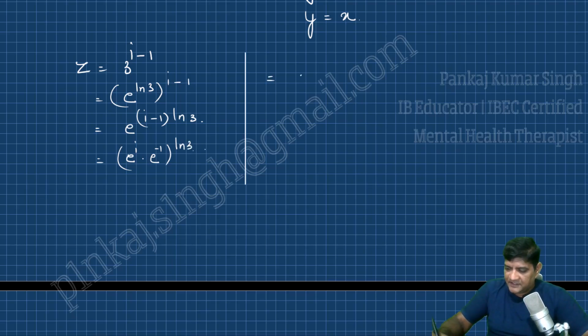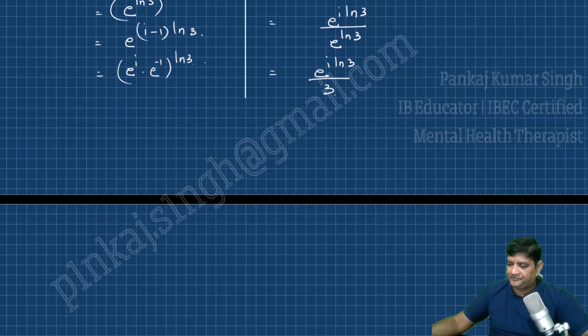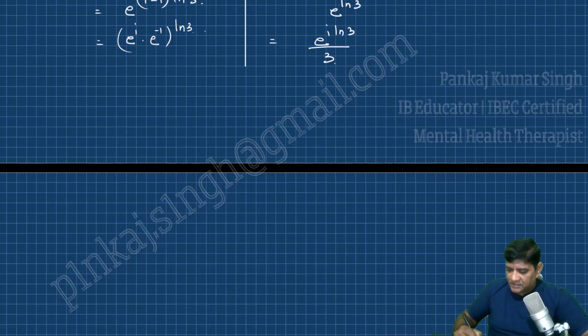And this is e to the power of i ln 3 into e to the power of negative ln 3. So e to the power of negative will come down to the denominator. So what I'll have is e to the power of i ln 3 divided by e to the power of ln 3. And e to the power of ln 3 is nothing but 3. So this can be written as e to the power of i ln 3 divided by 3. That's the exponential form of the complex number.